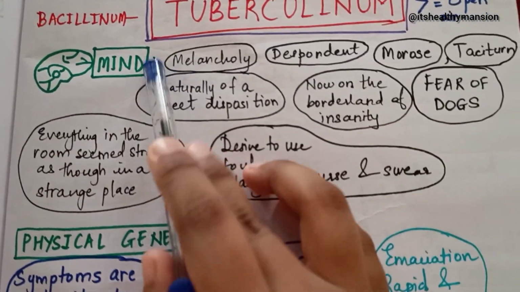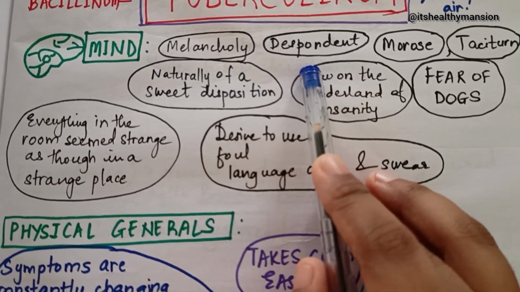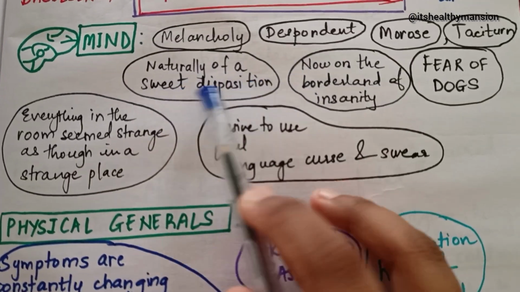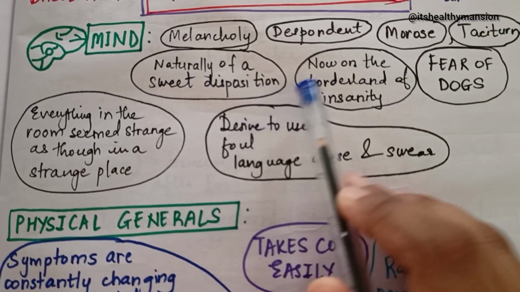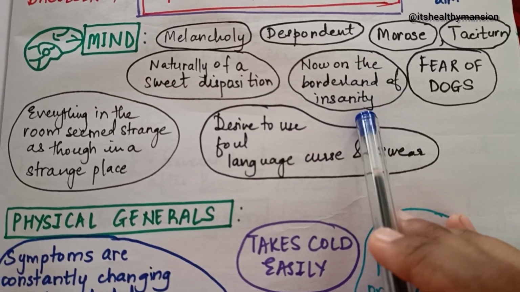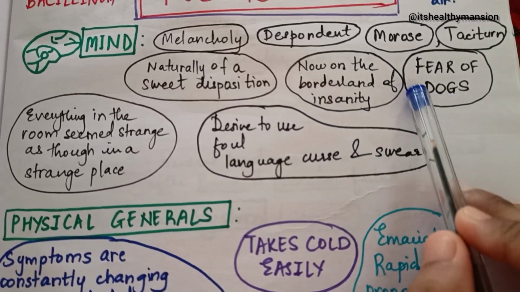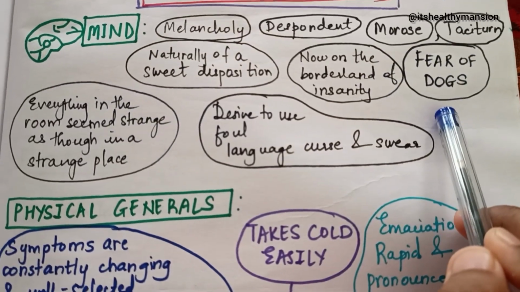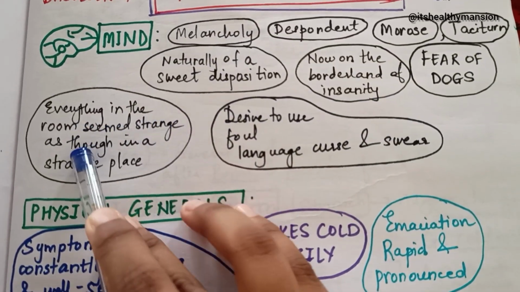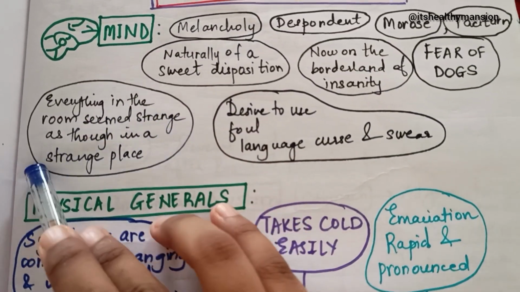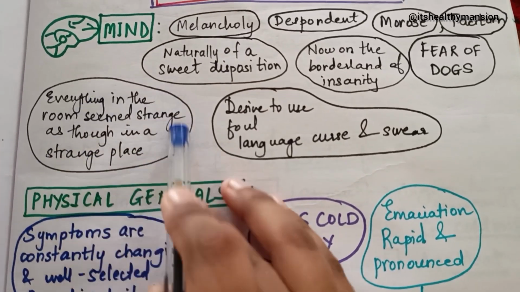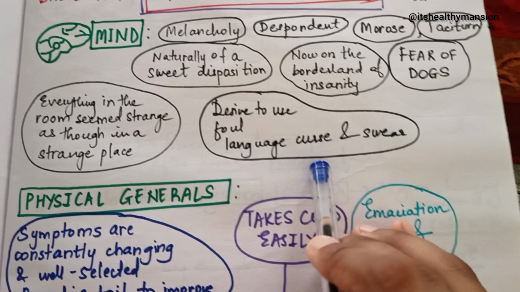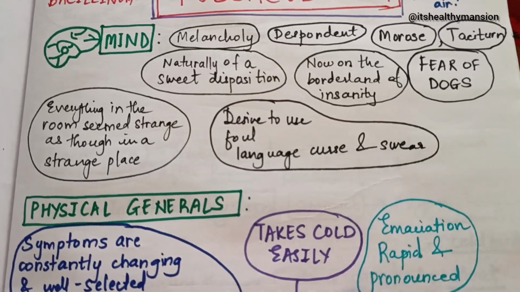The patient is melancholic, despondent, morose, taciturn, naturally of a sweet disposition, now on the borderline of insanity. He has a great fear of dogs, fear of other animals also. Everything in the room seems strange, as though in a strange place. He has a desire to use foul language, curse, and swear.